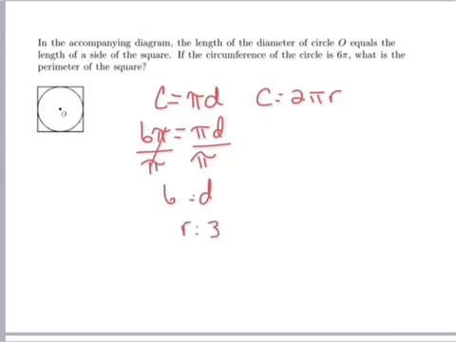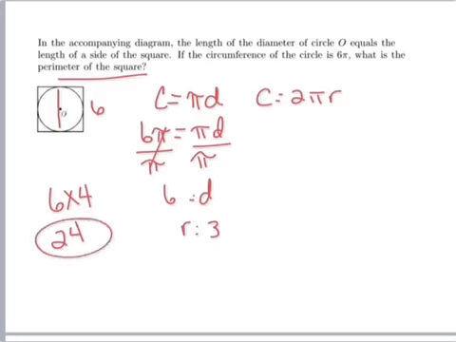And the question is, what's the perimeter of the square? Well, if the diameter is 6, then that's also the side of this square. And I just need to do 6 times 4, which would be 24. And they don't give me units, so it's just 24 units.